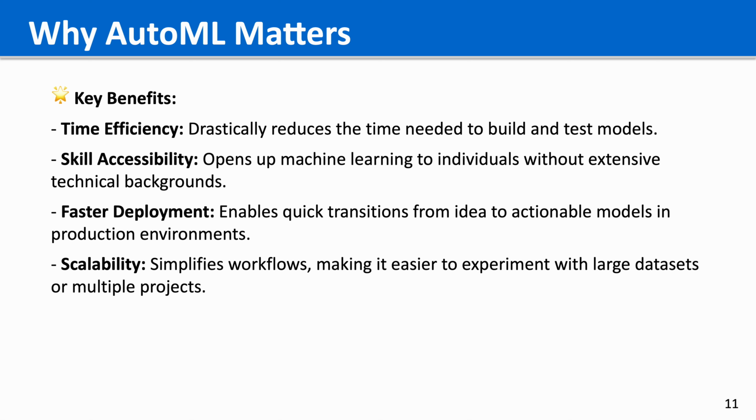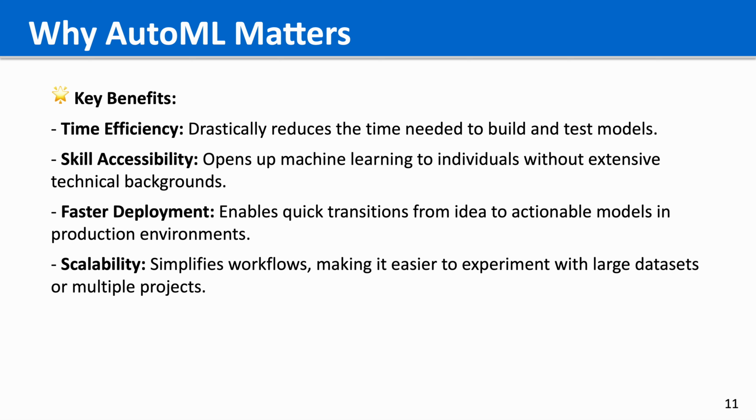Imagine you're a marketing manager or a biology researcher. AutoML empowers you to explore predictions or automate repeated decisions without relying on a big team of data scientists. Plus, for professionals like you in the audience, it gives you superpowers: faster prototypes, scalable solutions, and the ability to focus on what the results mean rather than how to get them.